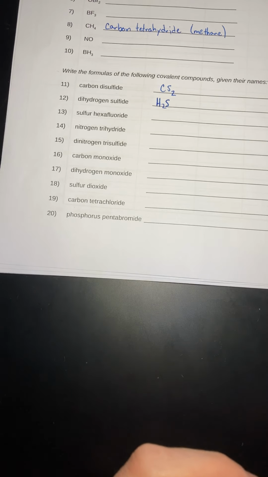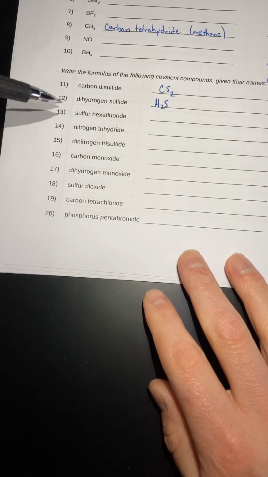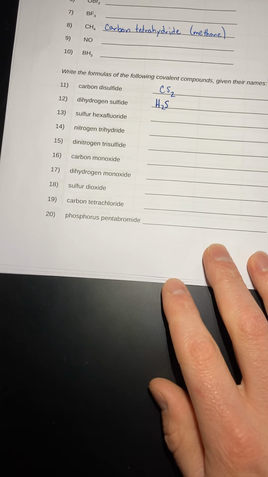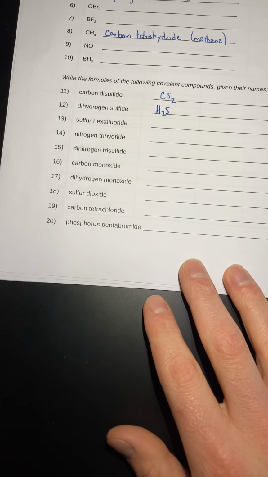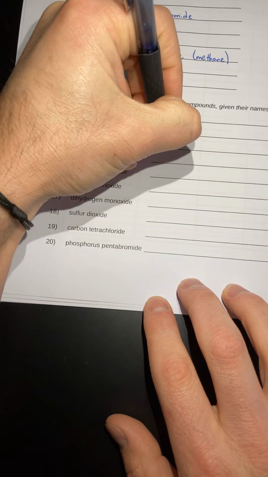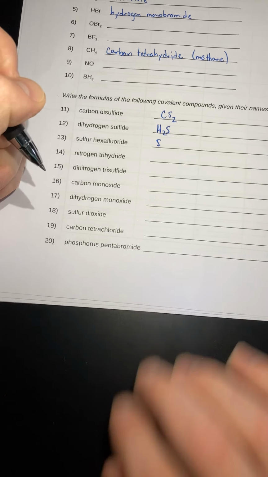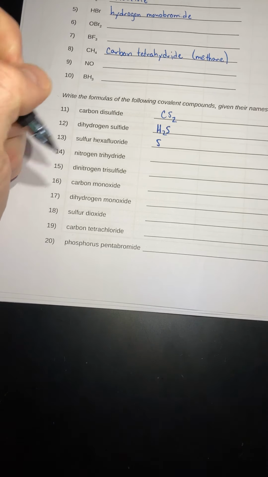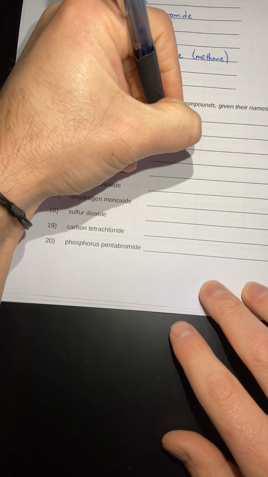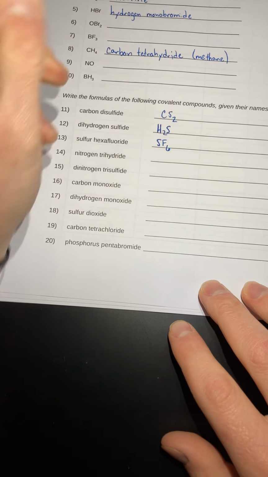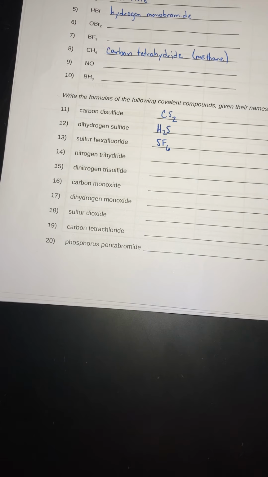And then we'll do one more. So 13, sulfur hexafluoride. So sulfur is S. There's only one of those. Hexa is 6. So this is SF6. Anybody know what sulfur hexafluoride is?